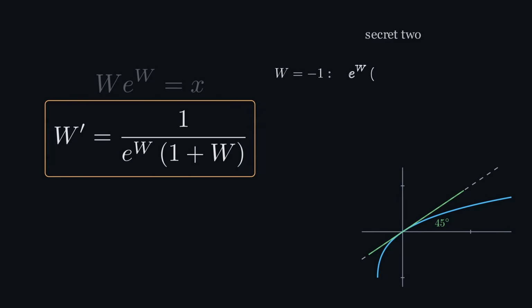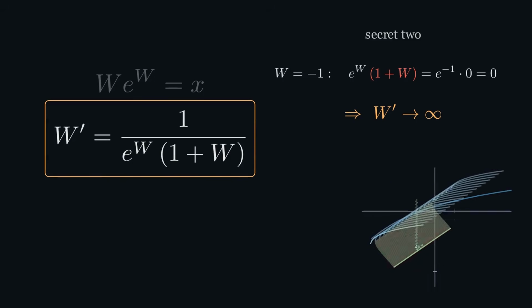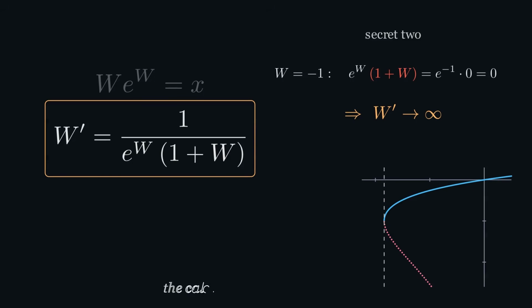Secret 2. When w equals negative 1, that is, at x equals negative 1 over e, the denominator becomes 0. The slope blows up to infinity, the vertical tangent at the fold. The calculus confirms exactly what the reflection promised us. Everything is consistent. Can we compute this thing with pencil and paper?